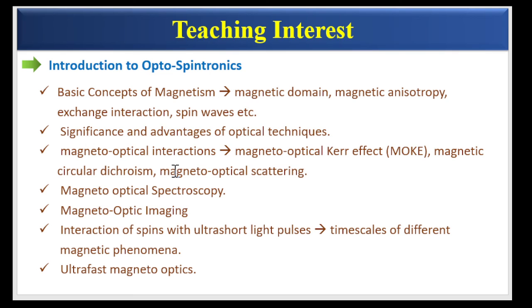Then various magneto-optical interactions like the magneto-optical Kerr effect, magnetic circular dichroism, and magneto-optical scattering will be covered. Magneto-optical spectroscopy and magneto-optic imaging follow. Then the interaction of spins with ultrashort light pulses, where I will discuss timescales of different magnetic phenomena starting from nanosecond to attosecond regime. Then I will introduce ultrafast magneto-optics and finish with it.